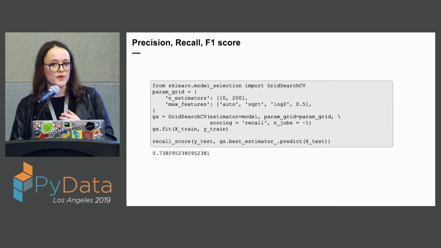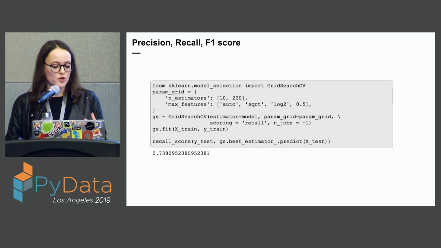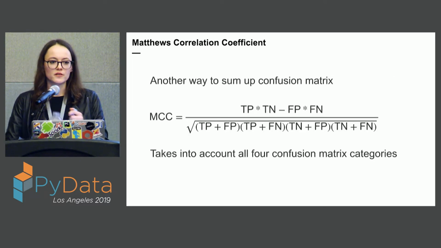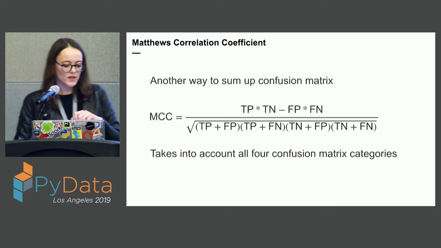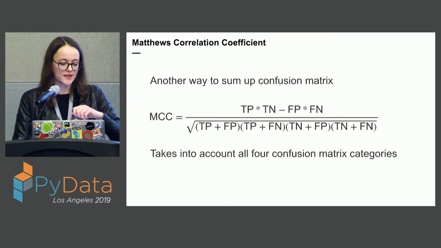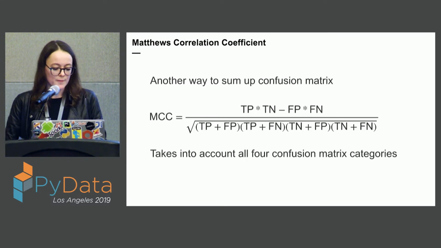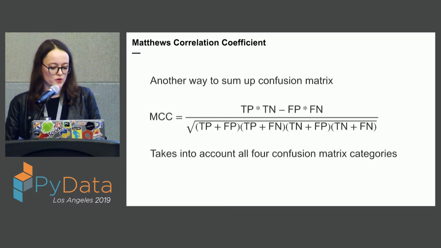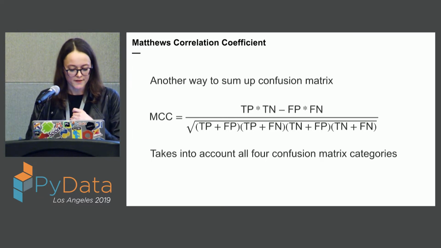Accuracy and F1 score are not the only ways to summarize a confusion matrix in one metric. There is also Matthews correlation coefficient. How many of you are familiar? All right. It's another way to summarize the matrix. And this is the formula. The only thing I want you to notice about this formula is that it takes into account all 4 cells of the confusion matrix. And that has important side effects.